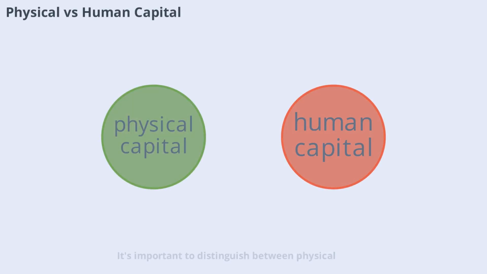It's important to distinguish between physical capital, like machines and buildings, and human capital, which encompasses worker skills and abilities. Both are essential for production, but they play different roles. Firms must balance investments in physical and human capital to maximize efficiency and growth.